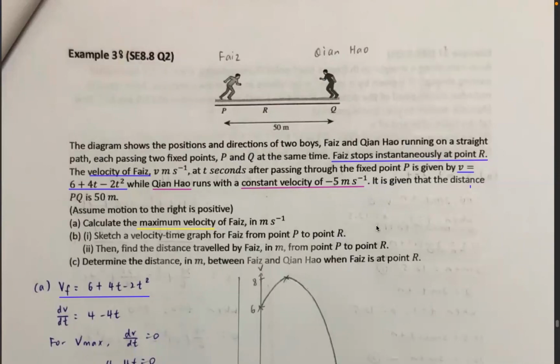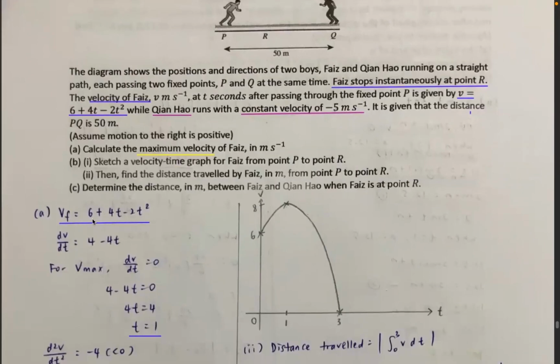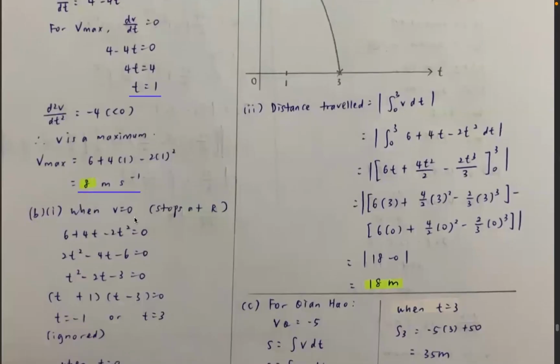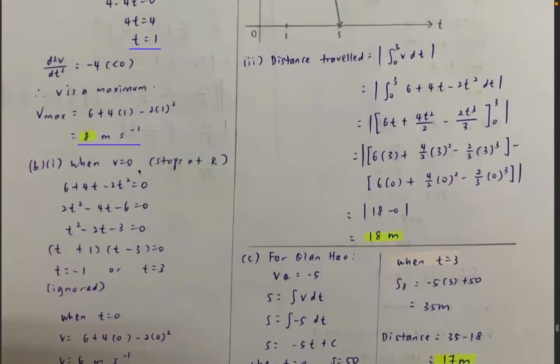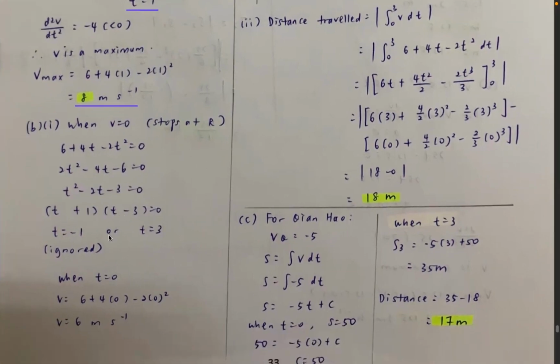B1. Sketch a velocity time graph for Far East from point P to point R. Let's check the question. Far East stops instantaneously at point R. That means for Far East at point R, v equals 0. So this is the velocity function. Let's try v equals 0. So 6 plus 4t minus 2t squared equals 0. Since I noticed that a is negative, I bring all the terms to the right. So that's why we have 2t squared minus 4t minus 6 equals 0 here. Then I divide every term by 2. Then we do factorization. Then we have answer t equals 3.